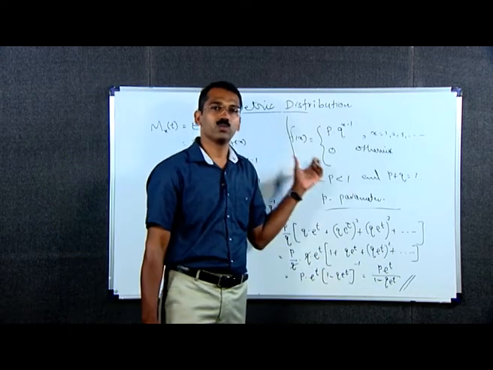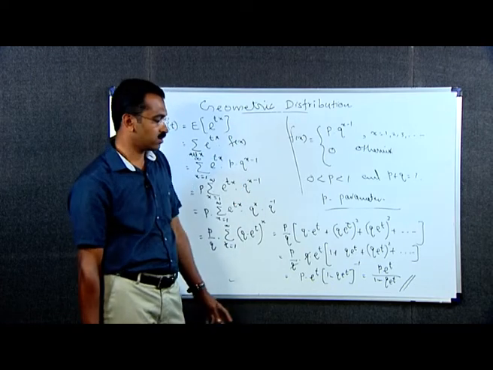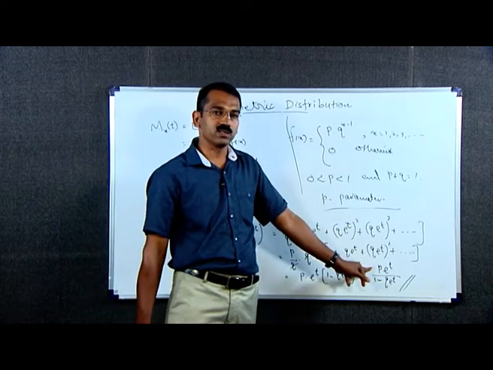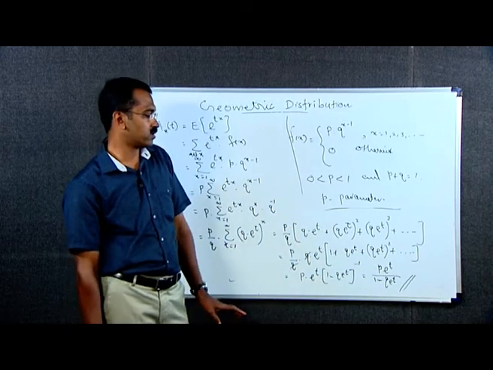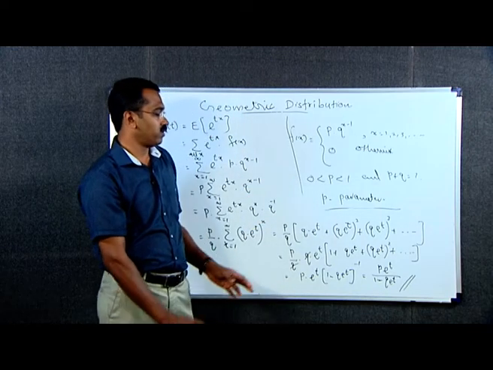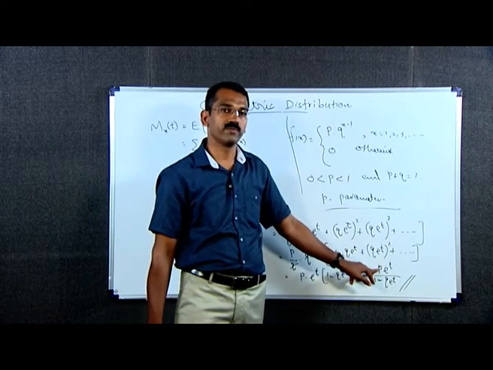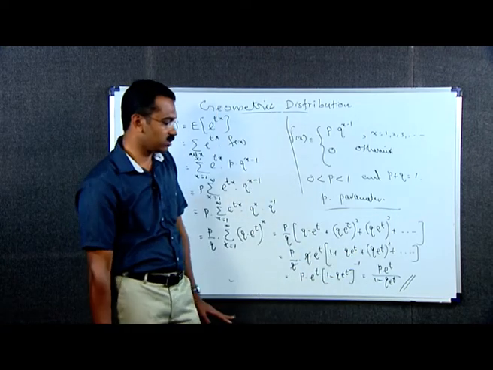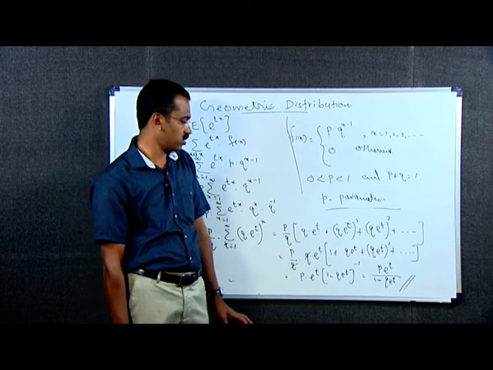By using this moment generating function, we can find the various moments. Differentiating this M x of t and putting t equal to 0 gives E of x. Once again differentiating with respect to t, and if we put t equal to 0, we will get E of x square and so on.